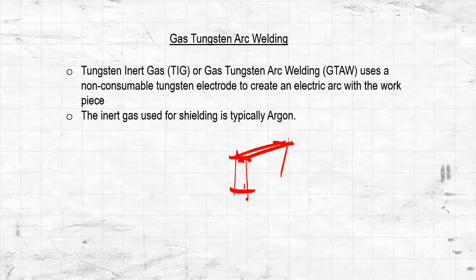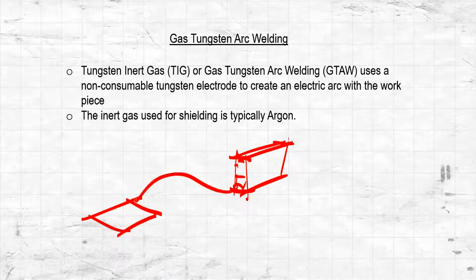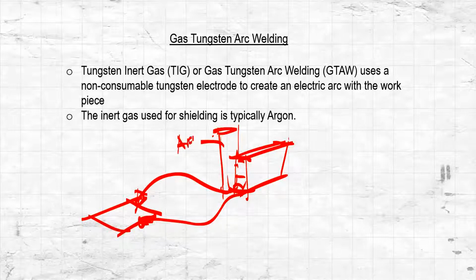So let's say this is the equipment and this is the workpiece. Right here, there's a holder, and then there should be a clamp as well. I think this has an additional cylinder right here, and the gas that's used is argon. So right here it says that the inert gas used for shielding is typically argon.